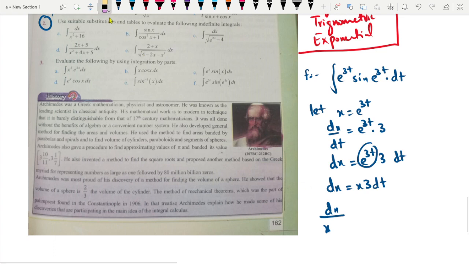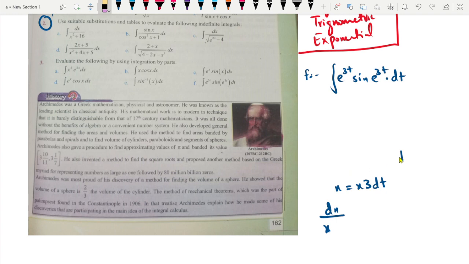We can also solve it directly by using the integration by parts formula in order to avoid the confusion. So make it as sine of e power 3t times e power 3t dt.